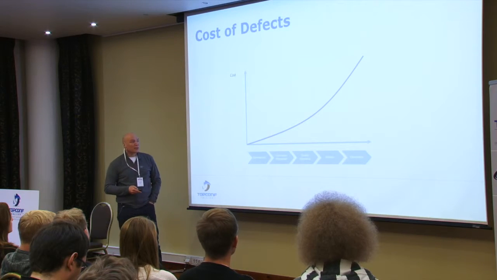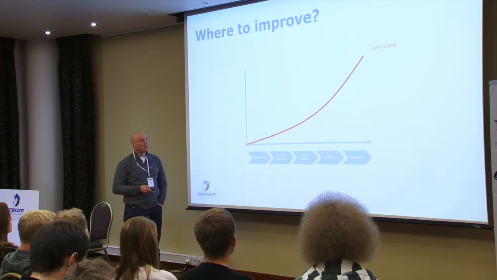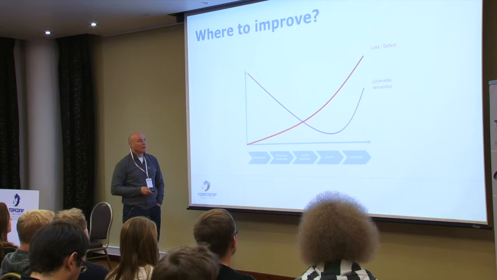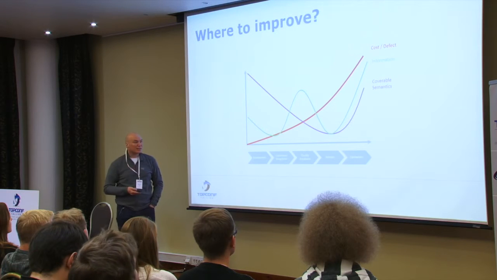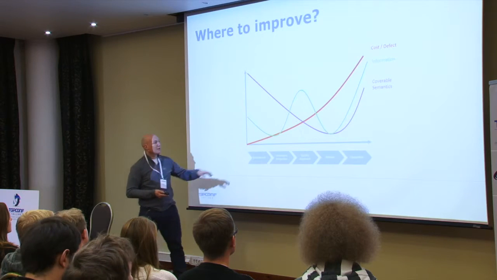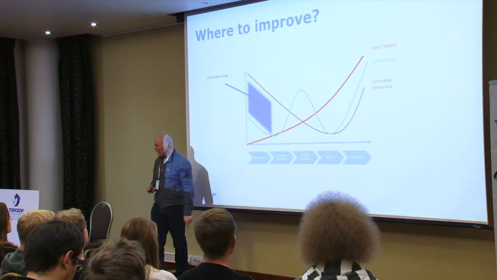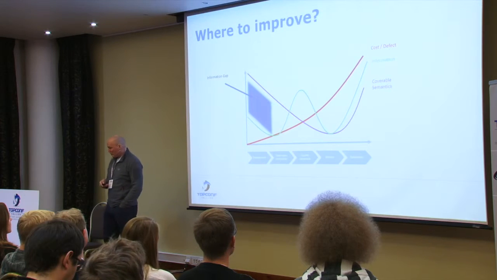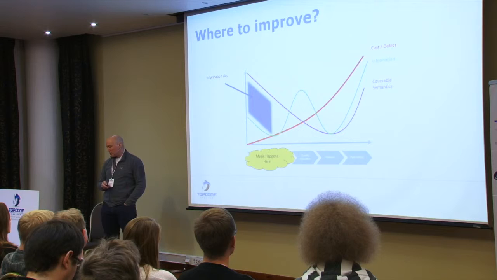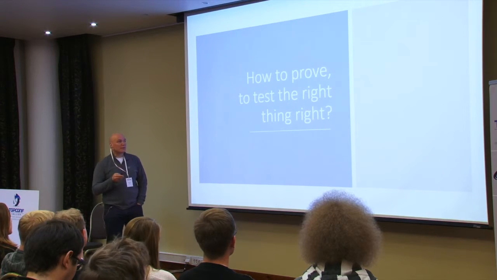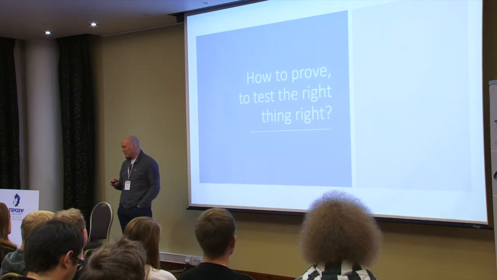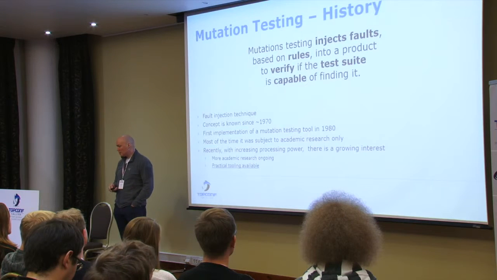So now when we put this all together, where can we improve? We have the cost, we have the coverable semantics, we have the information gained by testing. So where's the gap? Here. And that's what we want to address with mutation testing. How do we prove that we test the right thing in unit tests? This is where mutation testing comes into play.